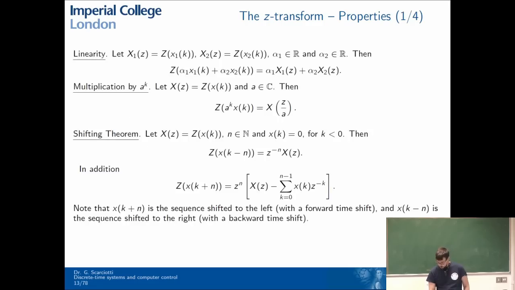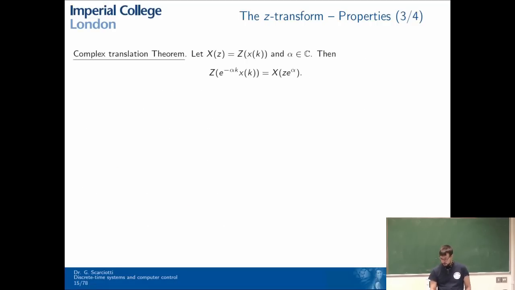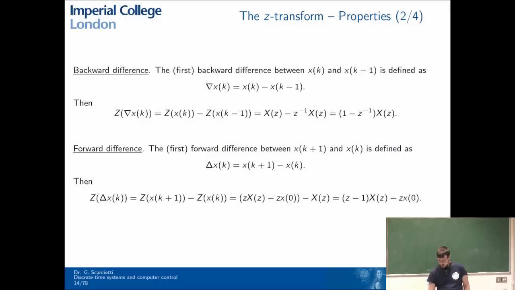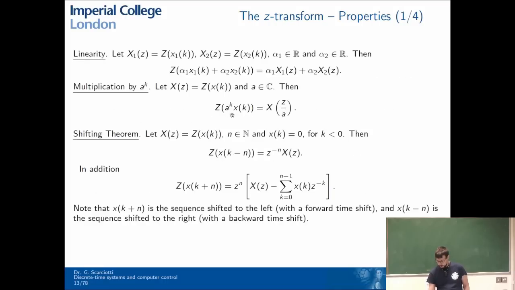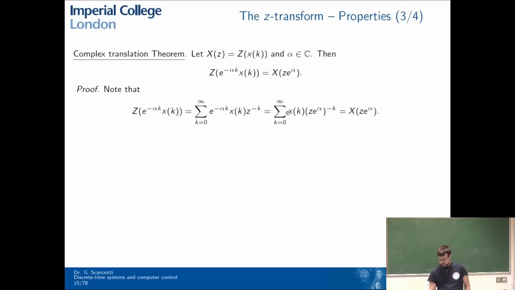If we go a bit before, we see that the multiplication by a power k can be interpreted and used to prove the complex translation theorem. In fact, we can consider that a, in this case, is equal to e power minus alpha. If you replace it in here, you get exactly this expression. So you can use this argument to prove it, or otherwise you can do the proof in this way.